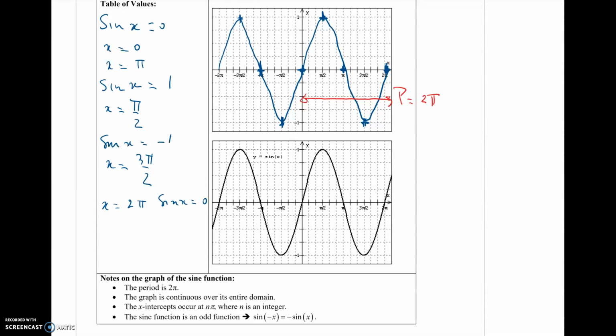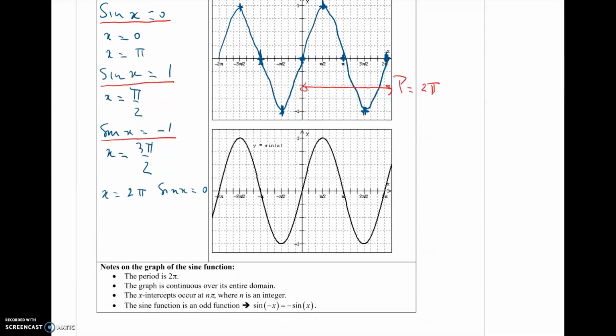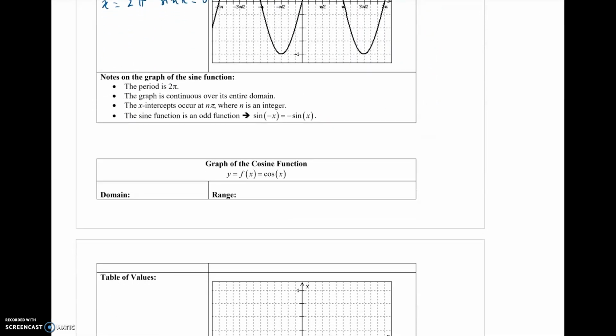And below, you can see that my calculator is giving you exactly the same thing. The x-intercept occurs at n pi, where n is an integer, but I don't need to remember that. I can figure that out by myself by just solving sine x equals 0. When? When x equals 0, when x equals pi, or when x equals 2 pi. Sine x equals 1 when x equals pi over 2. Sine x equals negative 1 when x equals 3 pi over 2. Okay?